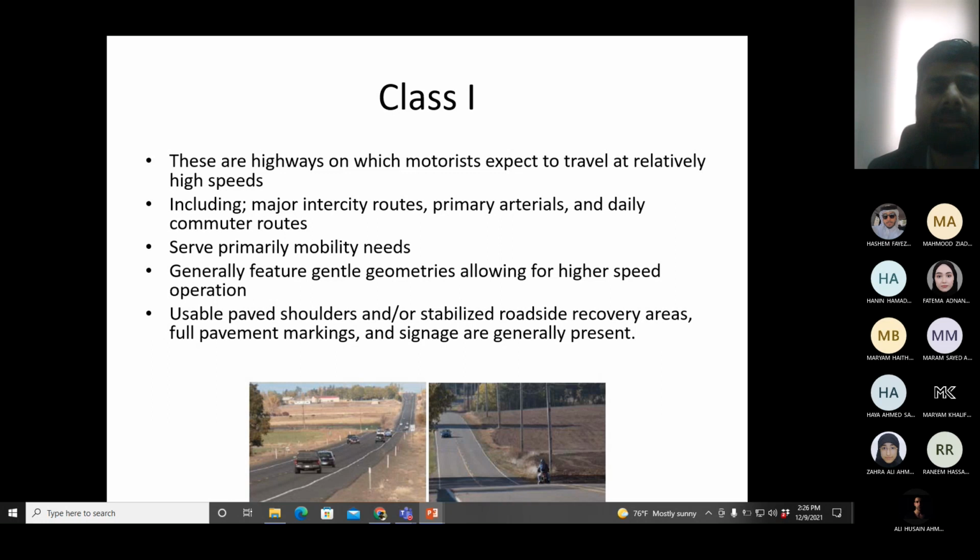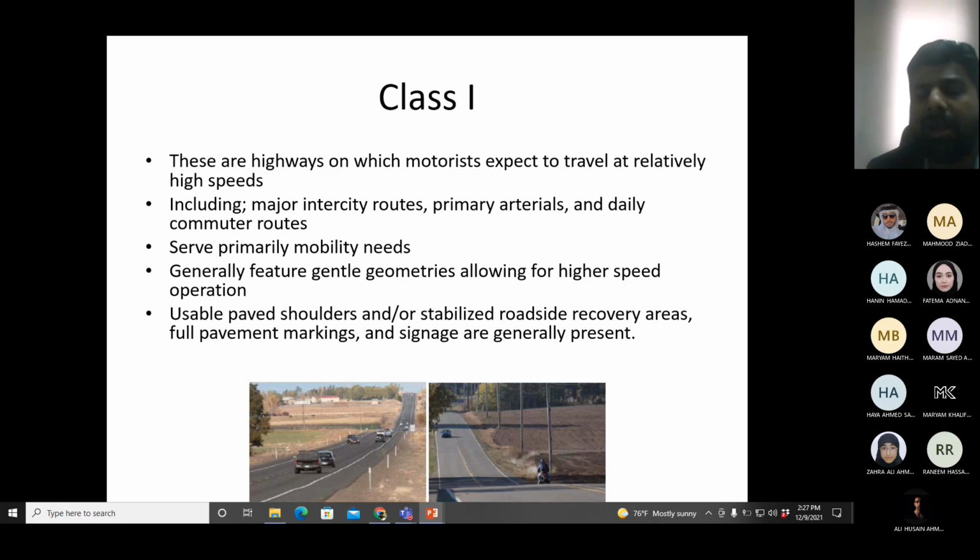They are mainly serving the mobility needs of the people. Mobility means the ability to move. Okay, so ability to move is increased when you have higher speed. This is why they have higher speed, because they are serving the mobility of the people. So in order to maintain higher speed, you have to design the highway accordingly so that the high speed is maintained. So the geometry of the road is gentle and smooth and mild.